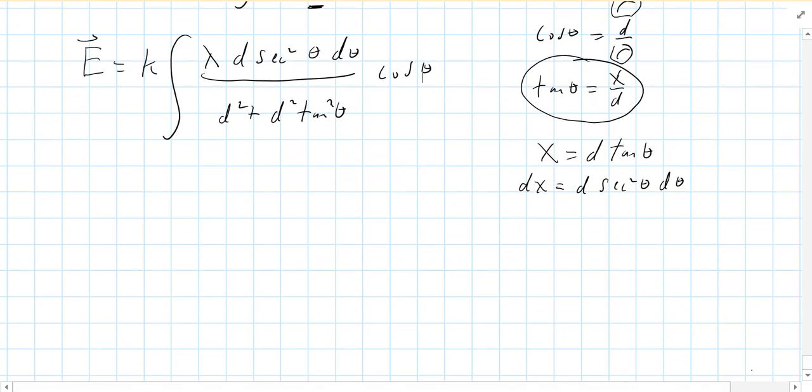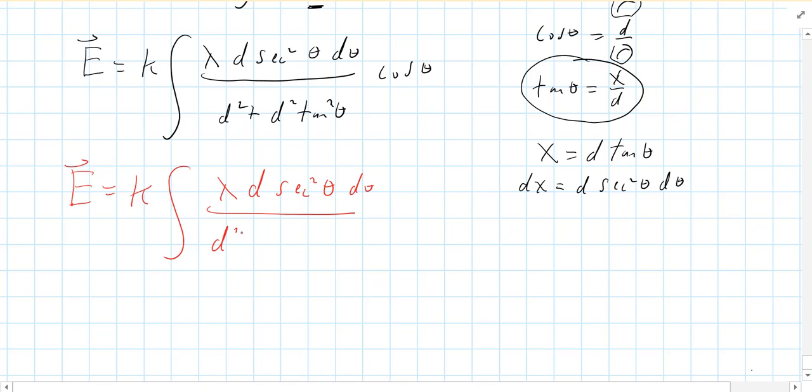All right, now we're going to make your trigonometry teachers very, very happy because we're going to use a trig identity here. The numerator I'm going to leave as it is. So we got lambda times d secant squared theta d theta over, well, here we can factor out a d squared, and you would get 1 plus tangent squared. Well, what's equivalent to 1 plus tangent squared? Secant squared.